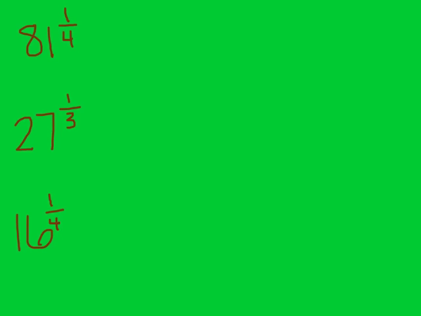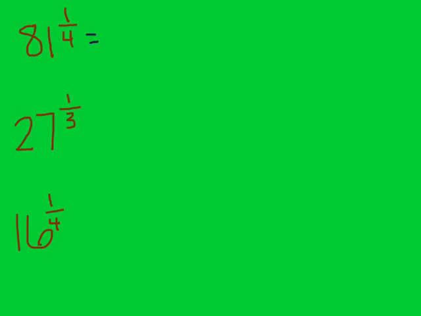Let's try here. 81 to the 1/4th power. What number multiplied by itself 4 times equals 81? This is going to require some guess and check. I could start and go 2 times 2 is 4 times 2 is 8 times 2 is 16. That wouldn't work. Let's try 3.